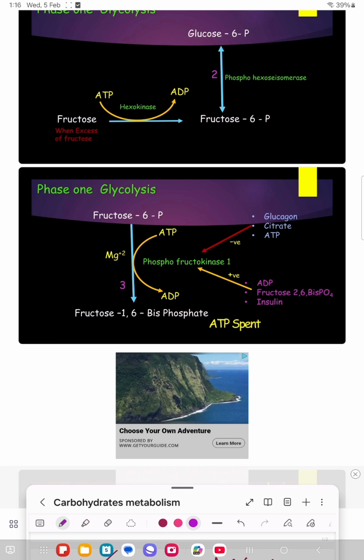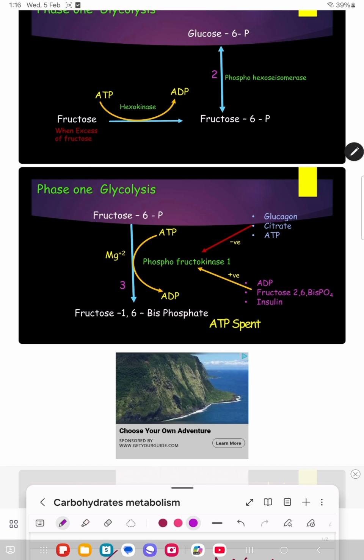So this magnesium ion is also involved here, along with phosphofructokinase 1. This is an irreversible reaction, a regulatory step you can say. ATP is converted to ADP, and fructose 1,6-bisphosphate is formed here. You can also see ATP is spent here. So 2 ATPs are used till now.